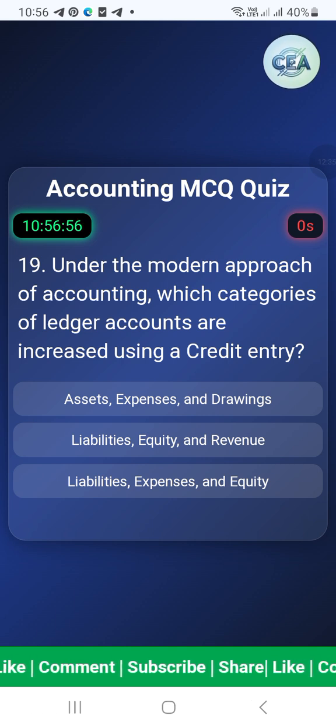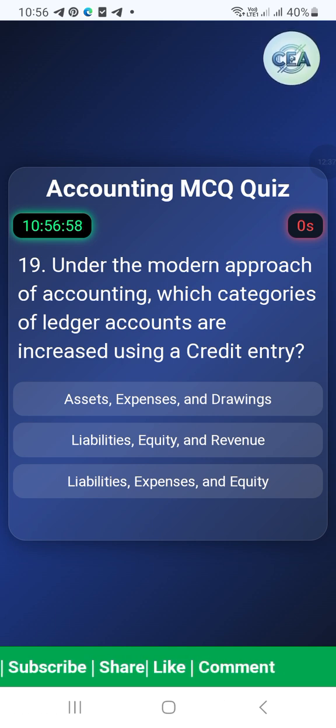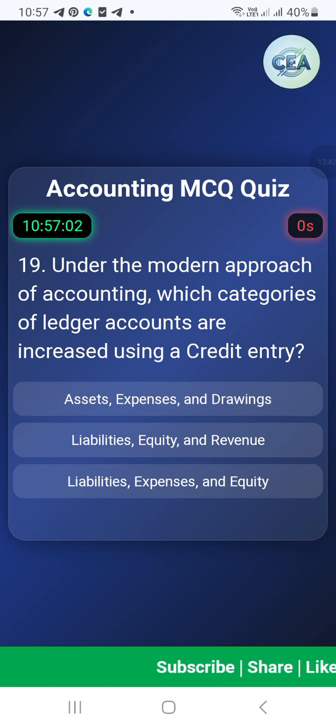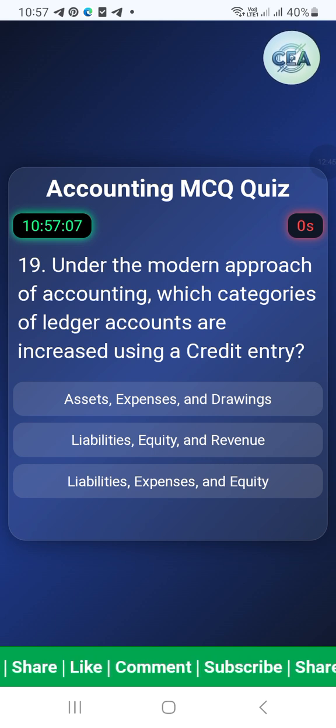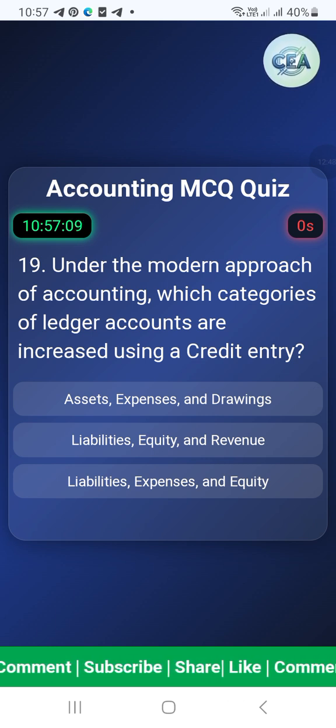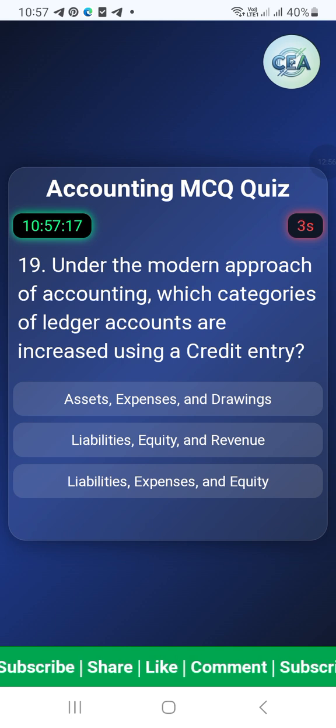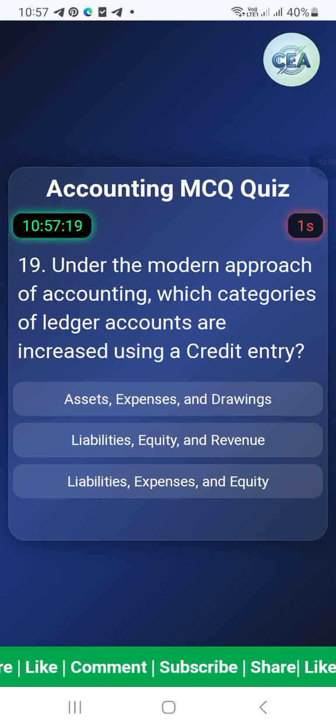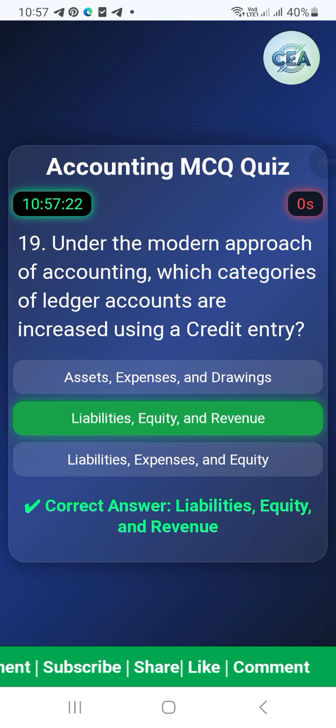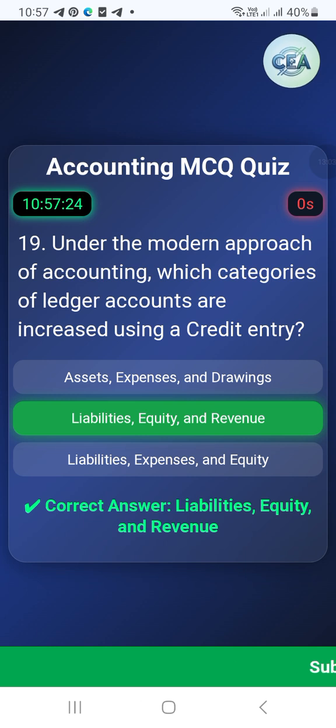19. Under the modern approach of accounting, which categories of ledger accounts are increased using a credit entry? Option 1. Assets, expenses, and drawings. Option 2. Liabilities, equity, and revenue. Option 3. Liabilities, expenses, and equity. Correct answer is liabilities, equity, and revenue.